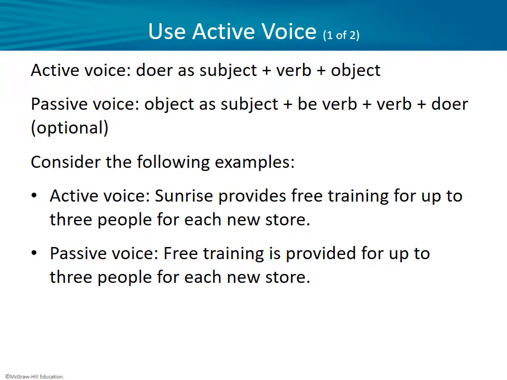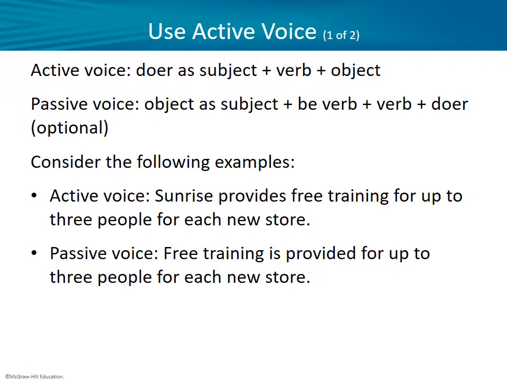One way to immediately improve your writing is to use active rather than passive voice in most sentences. Active voice and passive voice contain the following grammatical patterns. Active voice: doer as subject, plus verb, plus object. Passive: object as subject, be verb, verb, doer. Active voice: Sunrise provides free training for up to 3 people for each new store. Passive: Free training is provided for up to 3 people for each new store.